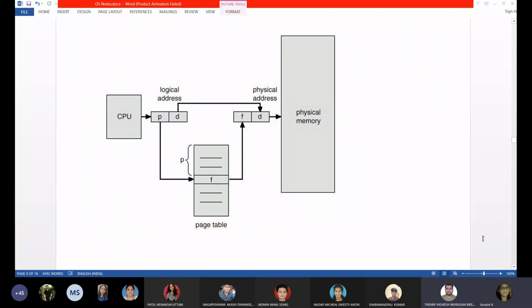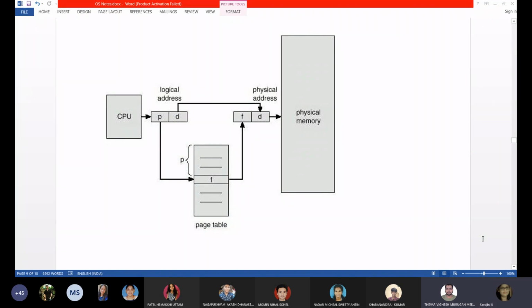Okay, students, during the last lecture, we started virtual memory. We started to study virtual memory concepts. In virtual memory, the complete program will not be saved in the main memory, will not come to main memory during the execution.